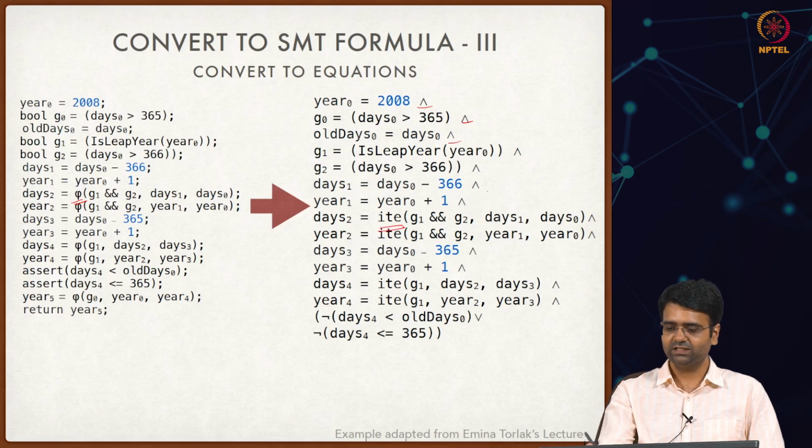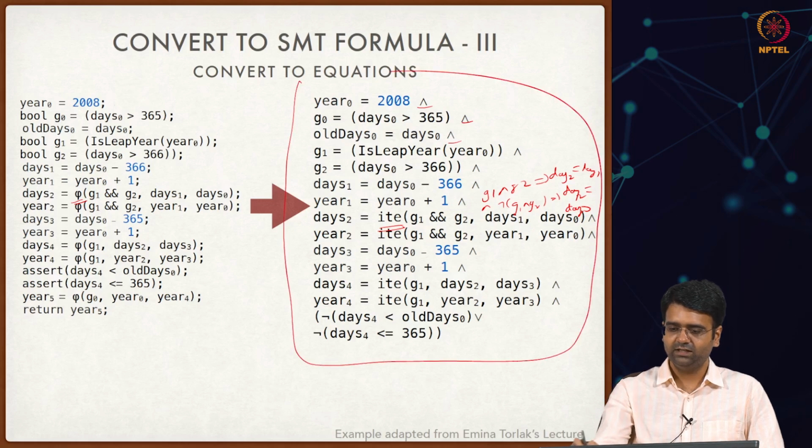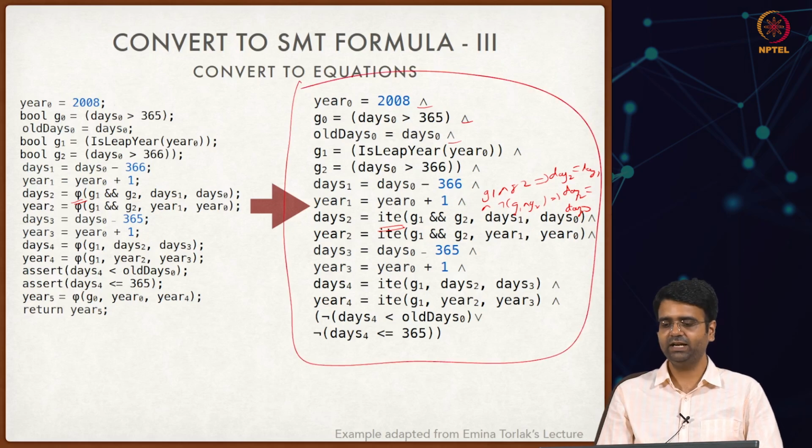So you can think of this like G1 and G2 implies that days 2 equal to days 1, and not of G1 and G2 implies that days 2 equal to days 0. So that's all it means. So all of these, you can see that this entire thing now is a formula. In fact, it's a formula in first order logic.